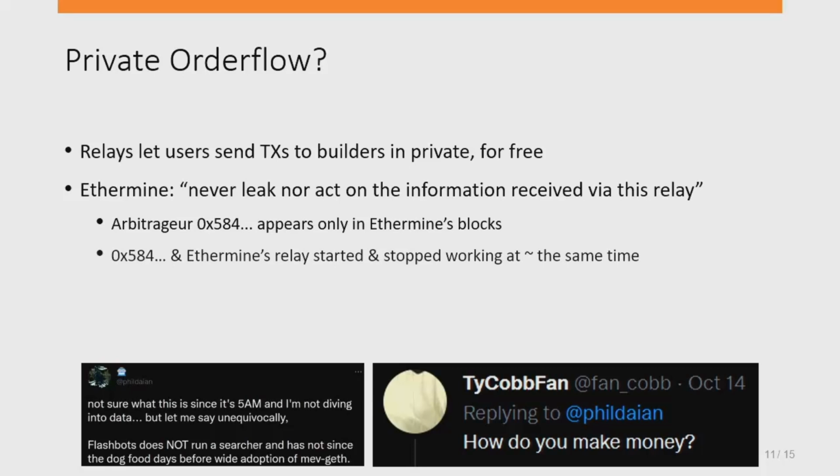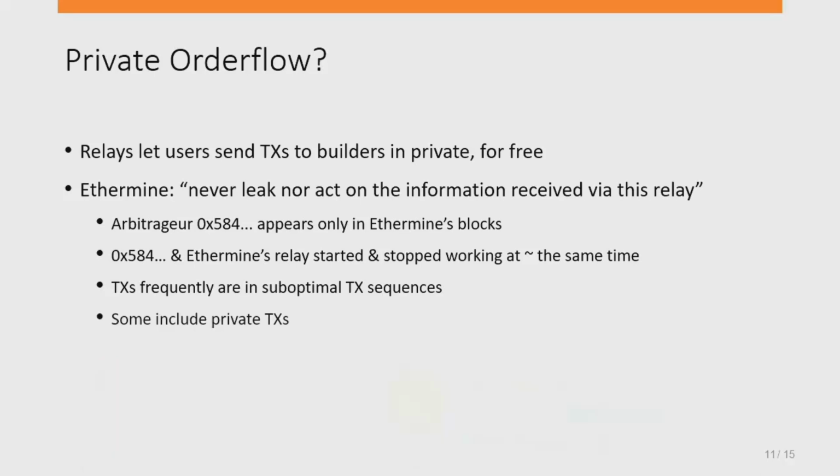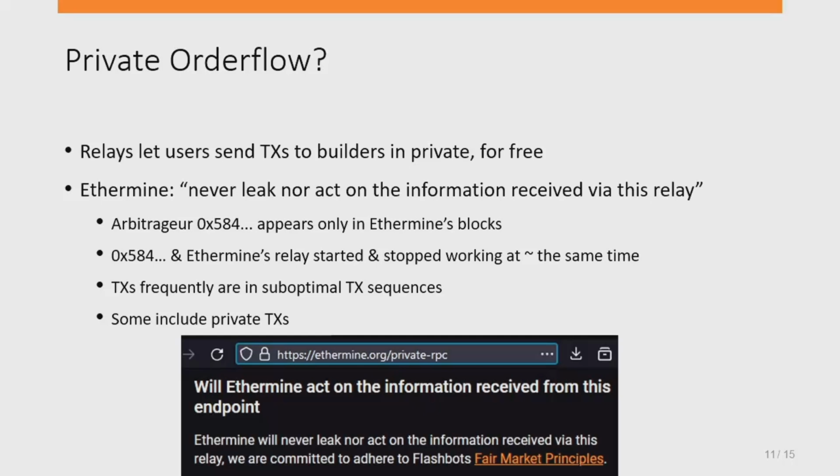The arbitrageur had transactions that sometimes appeared at the end of consecutive transactions, which were suboptimal, sometimes trailing private transactions. All of these things kind of hint that maybe the arbitrageur was in contact with Ethermine. Maybe Ethermine disclosed some of the private order flow to the arbitrageur. Maybe. This is speculation, but it's weird. And this is in spite of Ethermine claiming at least one time that they would not act on the information received from their relay.